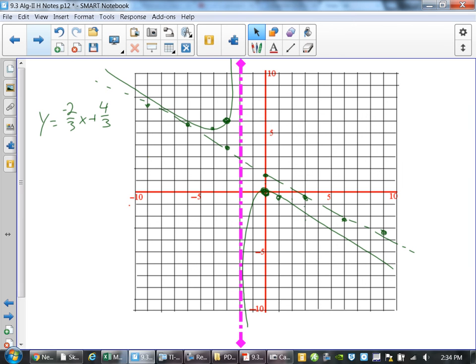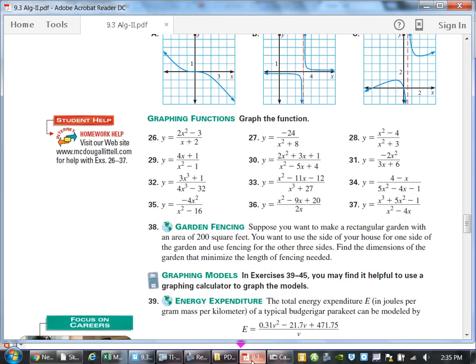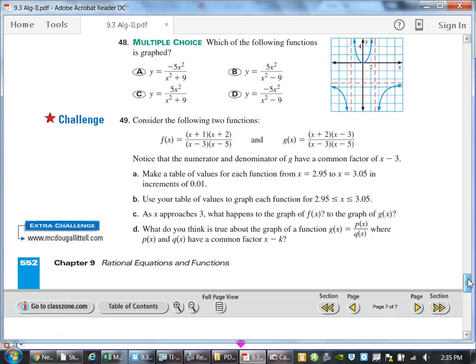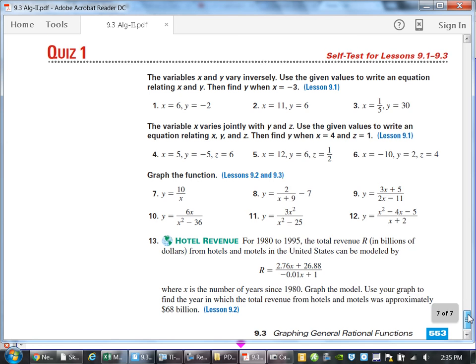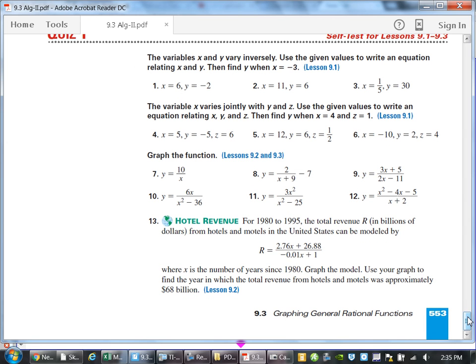I have a couple that we haven't done yet. There's like 6 of them. The ones I would look at tonight, at the end of this section, there's this little self-test quiz for sections 9.1 to 9.3. It's on 553. These 6 questions we haven't done as far as the graph is concerned. Those are the only ones we haven't done.